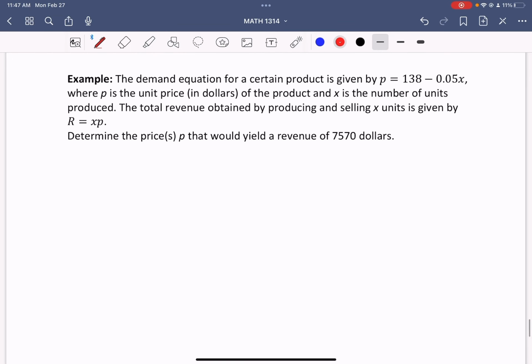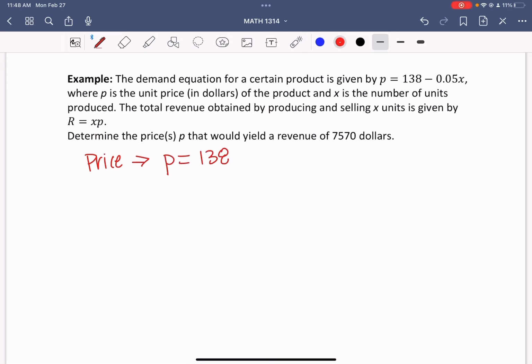It says the demand equation for a certain product is given by P equals 138 minus 0.05x, where P is the unit price of the product and X is the number of units. The total revenue obtained by producing and selling X units is given by R equals XP. Determine the price that would yield a revenue of $7,570. So let's just recap that. May have lost you already. They said that the price was your P function.